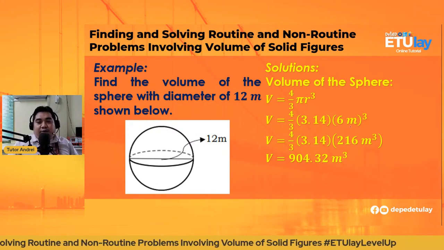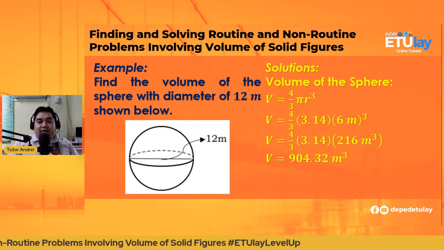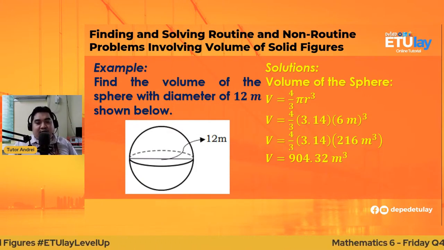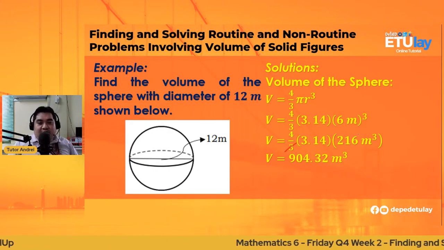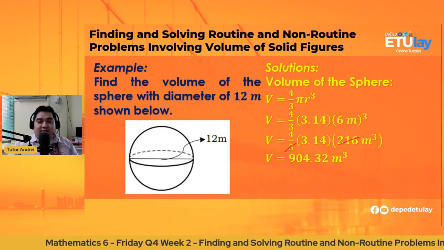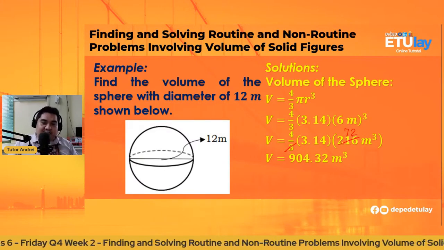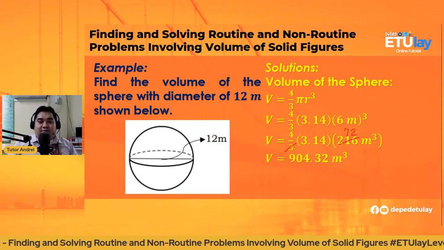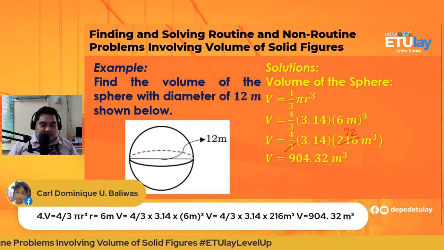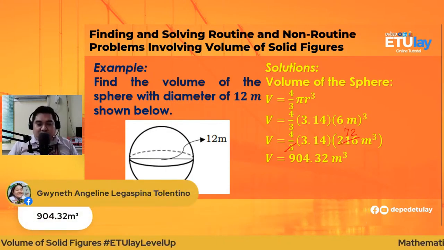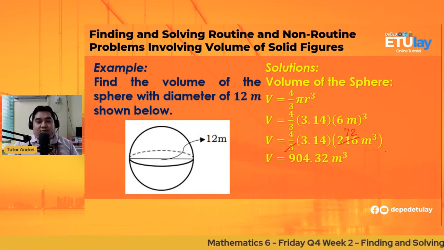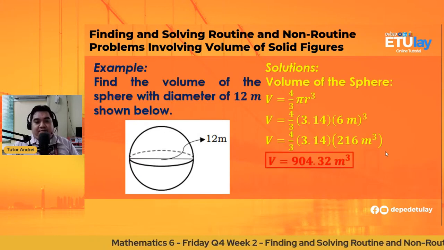And from that, we're now going to multiply 4/3 by 3.14 and 216 cubic meters. So take note that we may do the cancellation. We may cancel 3 and 216 because 216 is divisible by 3. So that is 72. Okay, so therefore, we'll have 4 times 3.14 times 72 cubic meters. So the answer will be 904.32 cubic meters. So therefore, that's how to find the volume of the sphere.